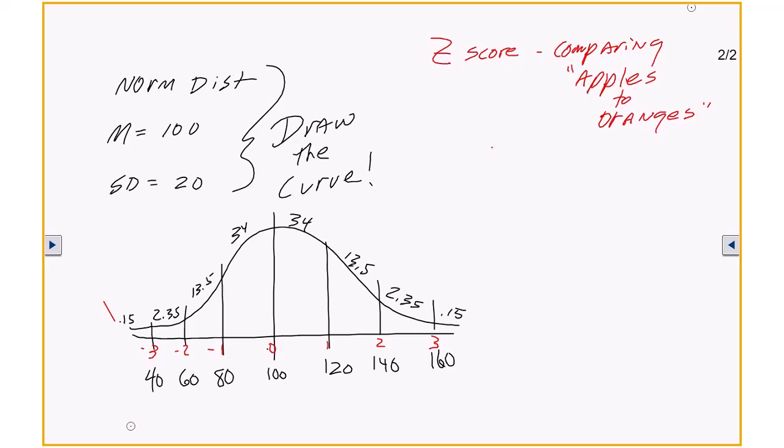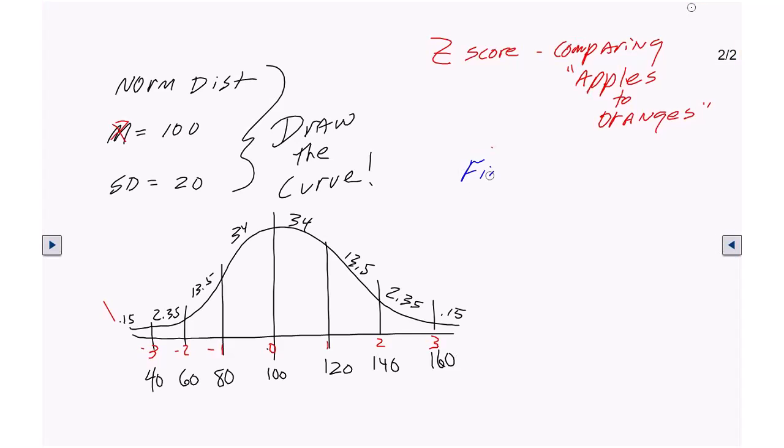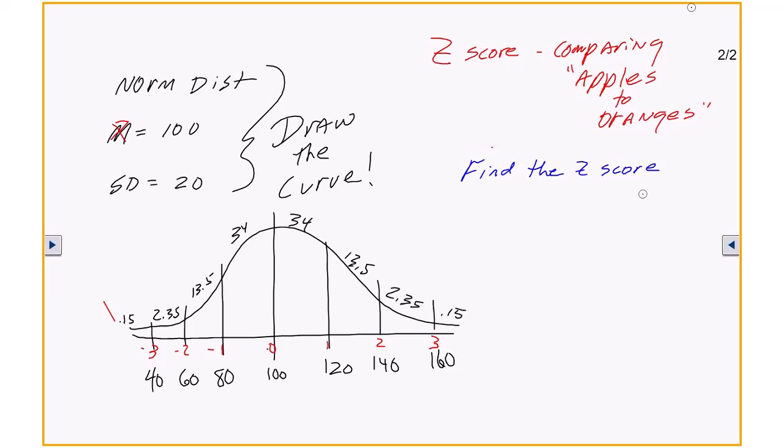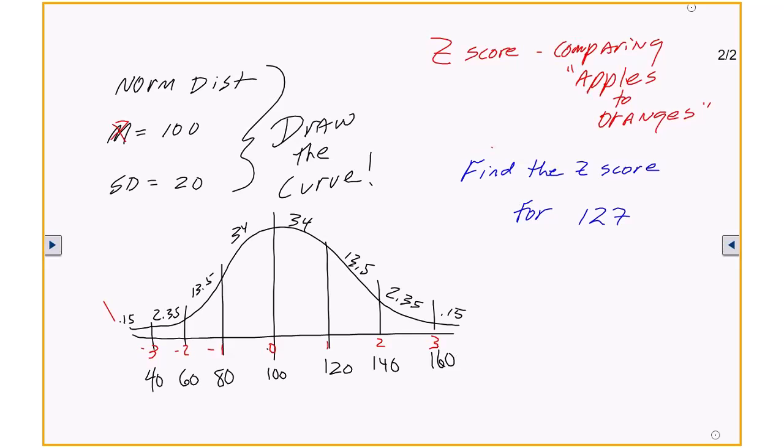Now the question will say, the normal distribution has a mean of 100 and a standard deviation of 20. And then the question will say, find the Z-score for 127, a test score of 127. That's what the question is going to ask.